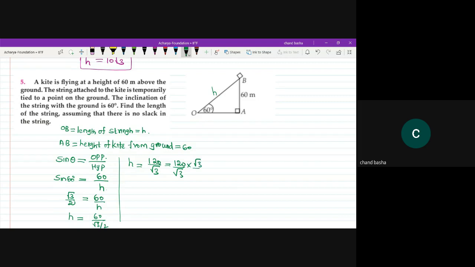Now, sometimes he will give the approximate value of root 3, something like 1.73, in brackets. Whenever he has given the root 3 value, you can make use of that particular value. Is equal to 120 root 3 divided by how much? Root 3 into root 3, that is 3. It should be 40 root 3 meters is the required answer. This is the rope length, 40 root 3. Clear, guys?